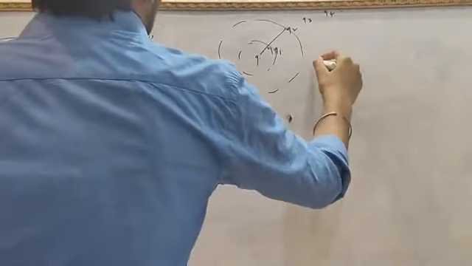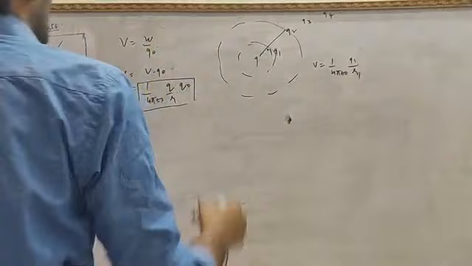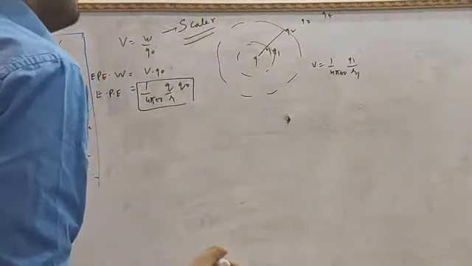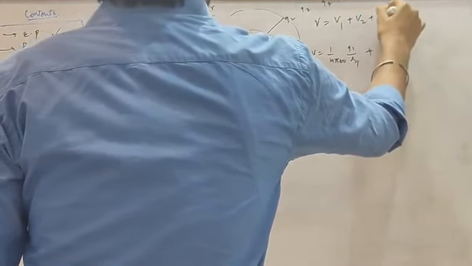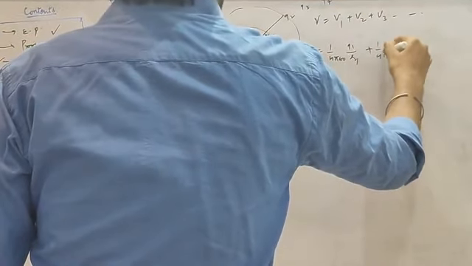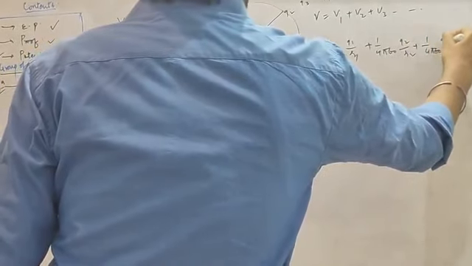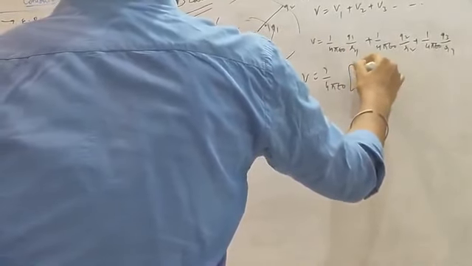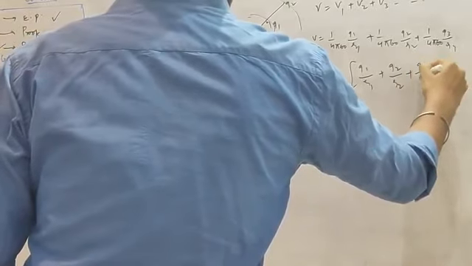So electric potential will be equal to 1 upon 4 pi epsilon naught Q1 upon R1, because electric potential is a scalar quantity. So it follows the simple algebraic law of addition. V equal to V1 plus V2 plus V3 and so on. So 1 upon 4 pi epsilon naught Q2 upon R2, 1 upon 4 pi epsilon naught Q3 upon R3. So we can say 1 upon 4 pi epsilon naught, Q1 upon R1 plus Q2 upon R2 plus Q3 upon R3 and so on. Okay.